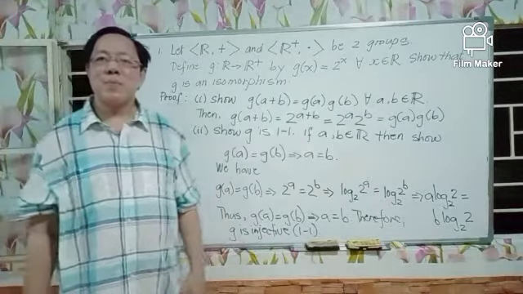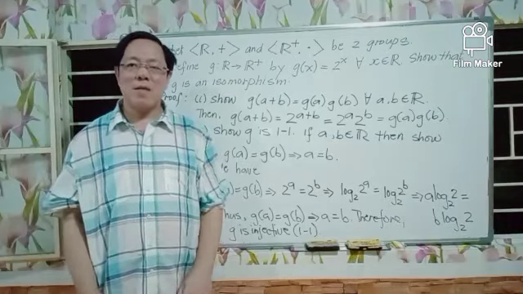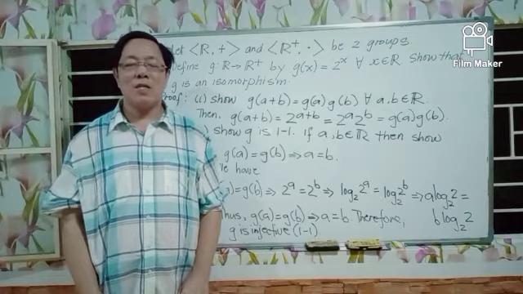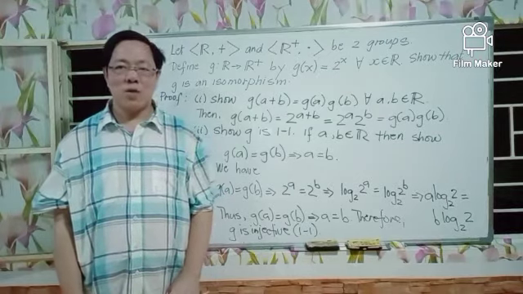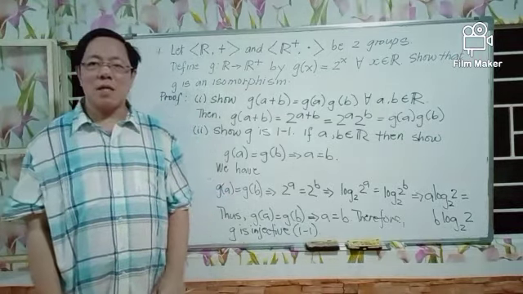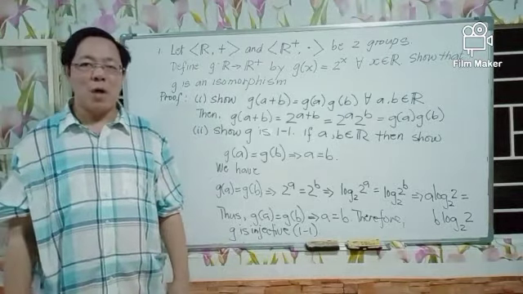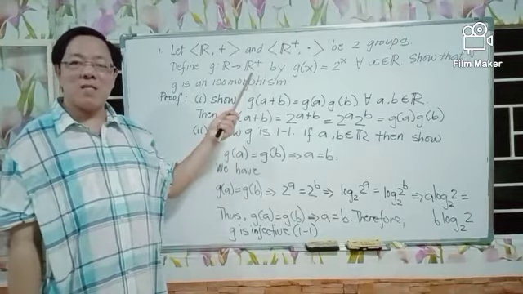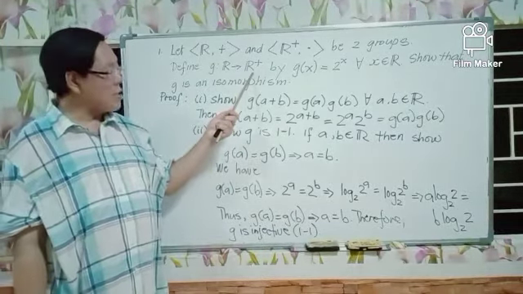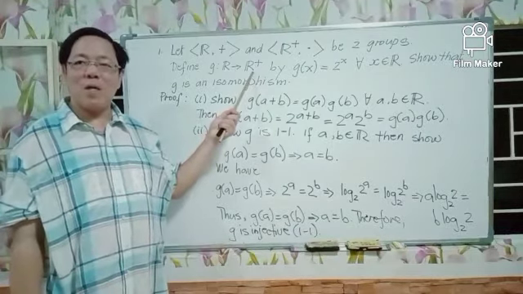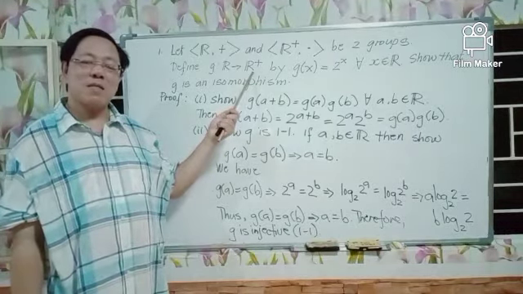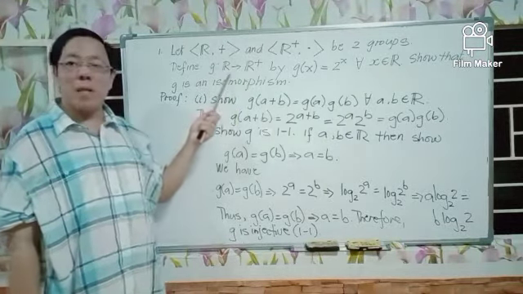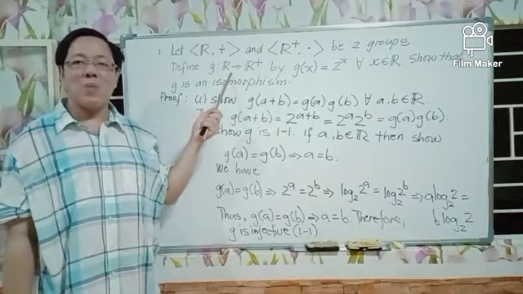And the third condition, we must show that g is a surjection or onto function. And to show that g is a surjection or an onto function, we must show that every element of the codomain, the set of positive real numbers, is an image of at least one element of the domain, the set of real numbers.